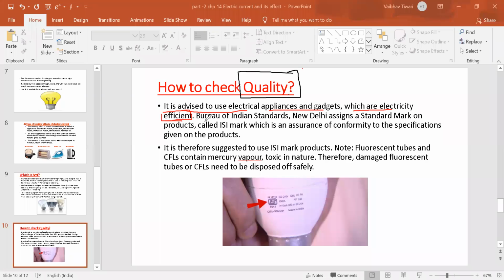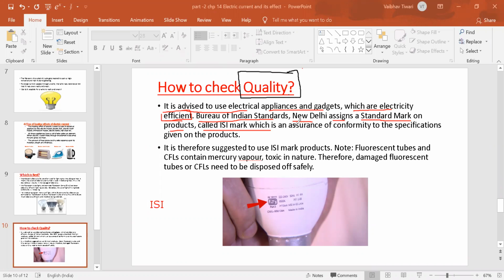So there is an organization known as the Bureau of Indian Standards. Just learn this name, it is very important. Bureau of Indian Standards, which is at New Delhi. It has assigned a standard mark on products, and that mark is known as the ISI mark.